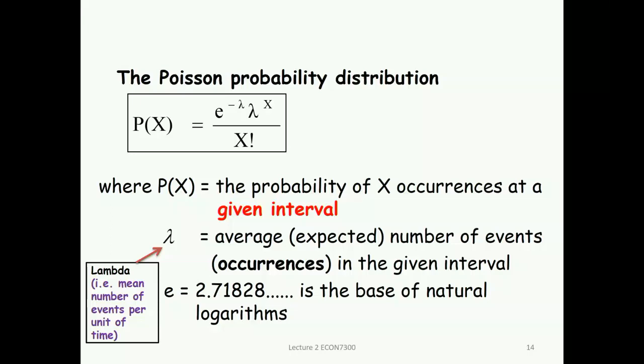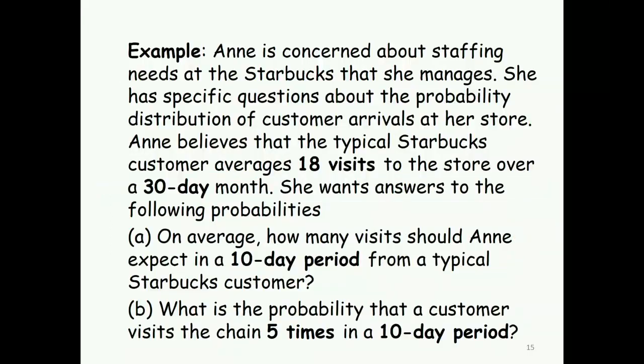Before applying the formula, let's go to one question. Anna is concerned about staffing needs at the Starbucks that she manages. She has specific questions about the probability. Anna believes that the typical Starbucks customer averages 18 visits in 30 days. In 30 days, 18 visits. The question: what would it be in a 10-day period?